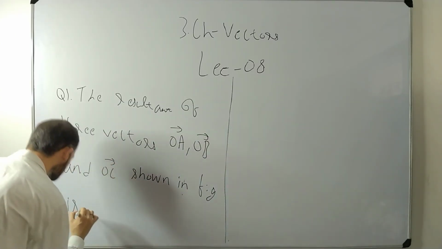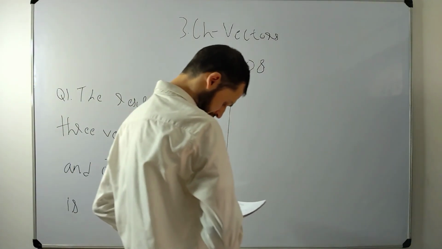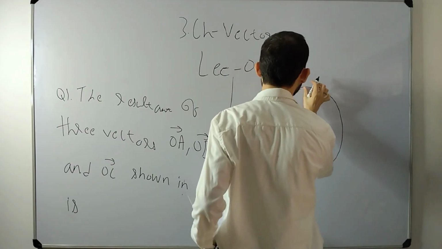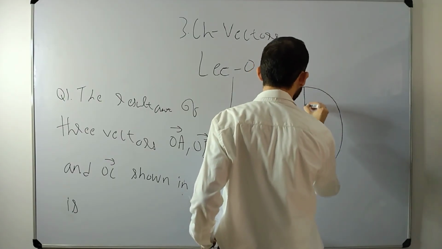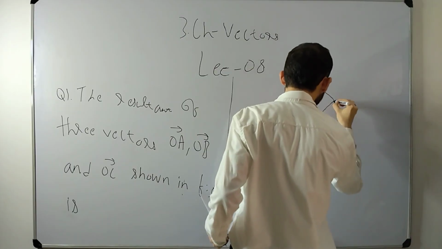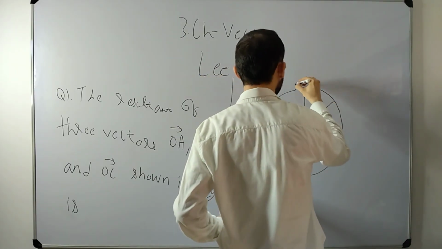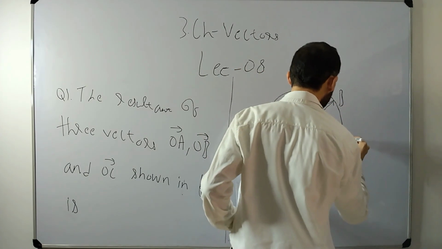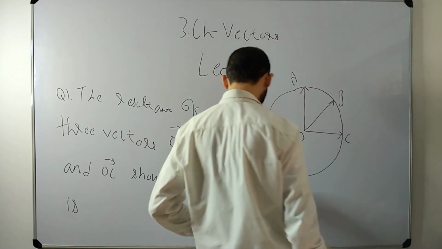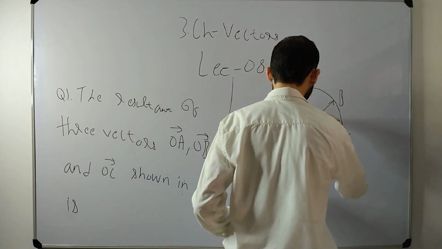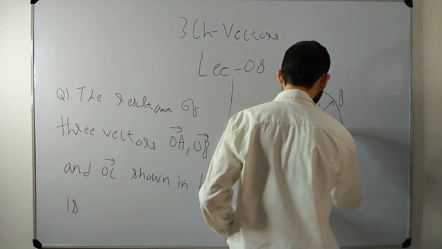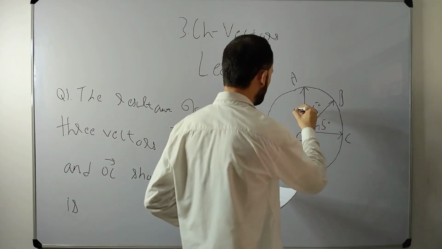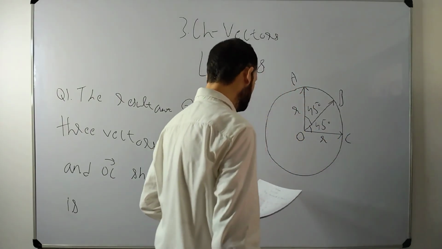What is the figure, students? This is the figure. This is A vector, this is B vector, and this is C vector. This is O, the origin. This is 45 degrees, students, and this is 45 degrees. And this is R, of course, the radius. So let's see the solution.